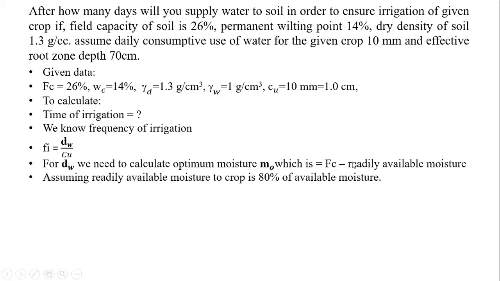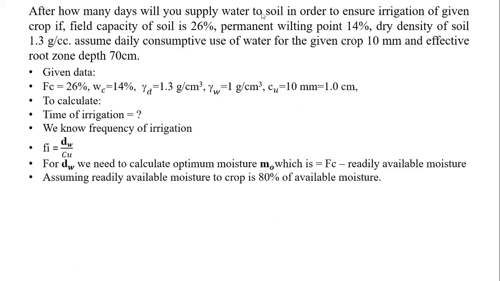Now in this example I have not been given how much the readily available moisture should be. The formula is exactly correct. But I felt initially that it is the available moisture, but here we are finding optimum moisture. So optimum moisture is equal to field capacity upper limit minus readily available moisture. And for getting the readily available moisture, we are assuming that it is 80% of available moisture. What is the available moisture? It is the moisture in between field capacity and wilting coefficient. Clear? In between field capacity and wilting coefficient.